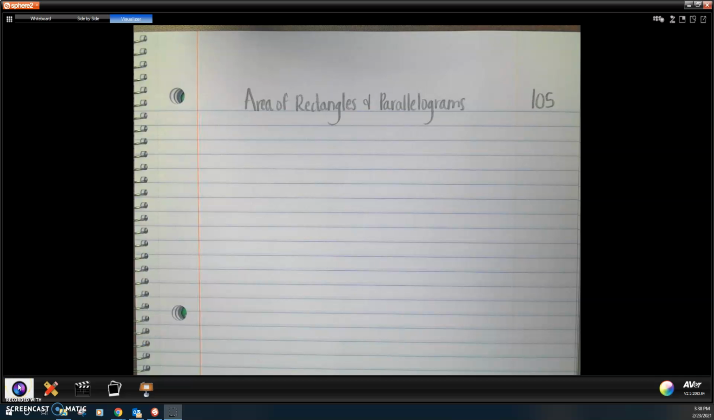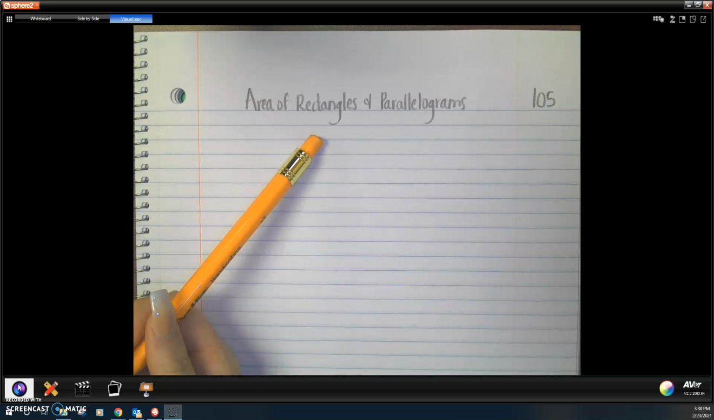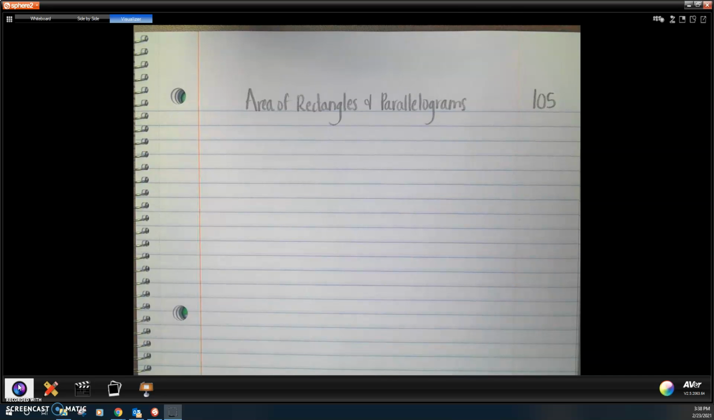Today we're going to talk about area of rectangles and parallelograms. So make sure you have written this down in your table of contents, and this should be on page 105.